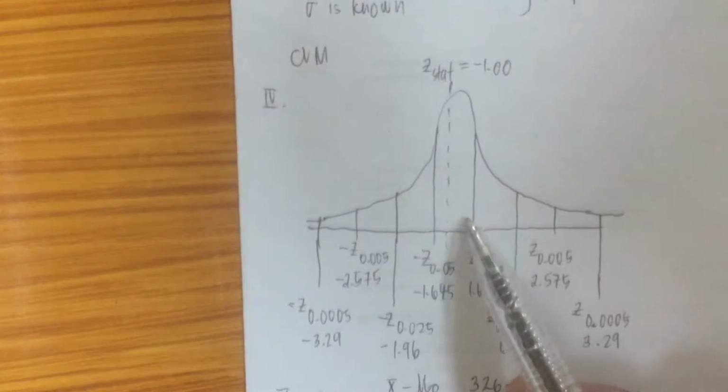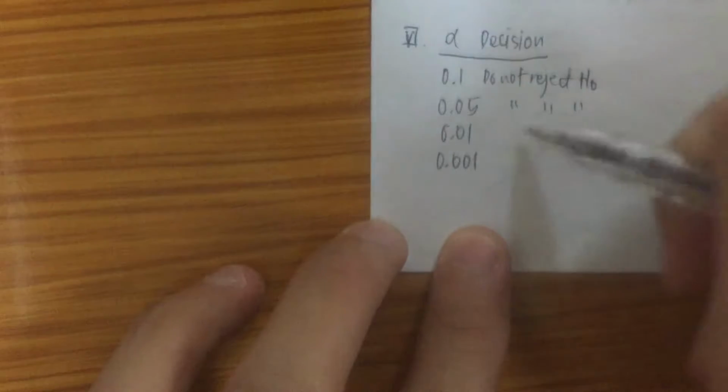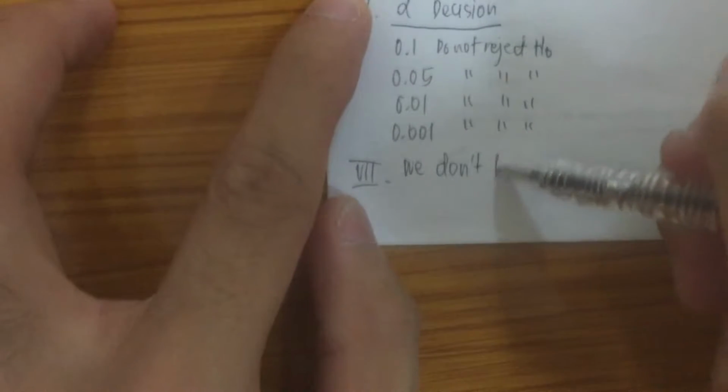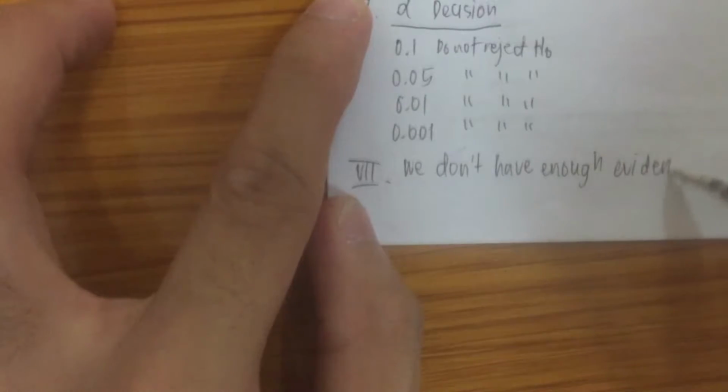Now, if you compare the test statistic again to the rejection areas for the three other values for alpha, the test statistic is still not inside. Therefore, for all the four values, so 5%, 1%, and 0.1%, the decision will still be do not reject the null hypothesis. So in this case, since our decisions for all the four values of alpha are do not reject the null hypothesis, then we can start the interpretation with we don't have enough evidence, or we have insufficient evidence. So that can be the start of your interpretation.